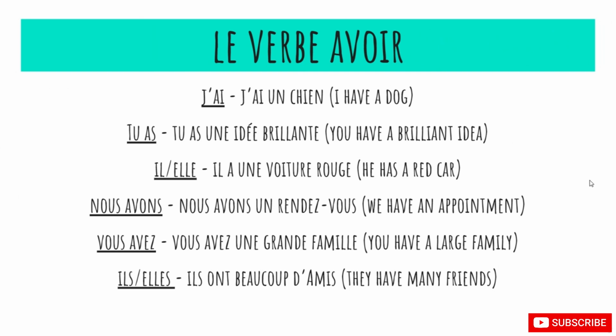Note, pour la première personne du singulier je, on utilise j'ai au lieu de je ai pour éviter la répétition des voyelles. So for the first person singular, we use j apostrophe ai instead of je ai, just to avoid the repetition of the vowel.